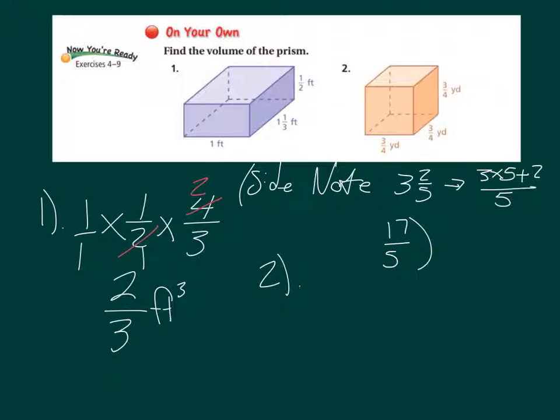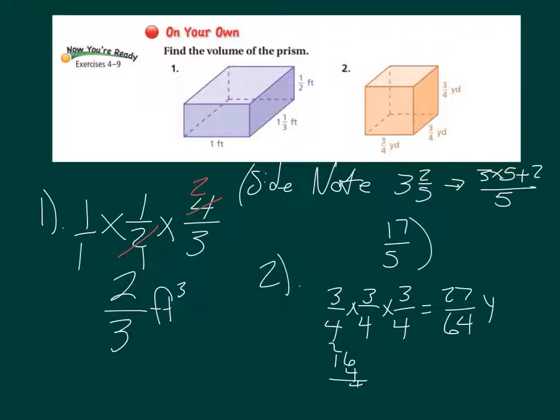Number 2. Again, we have a cube, so all I have to do is take them times each other 3 times. When I multiply up, 3 times 3 times 3 is 27. Over 4 times 4 times 4 is, let's see, I believe 16 times 4, just to make sure I'm not doing this wrong. 6 times 4 is 64.